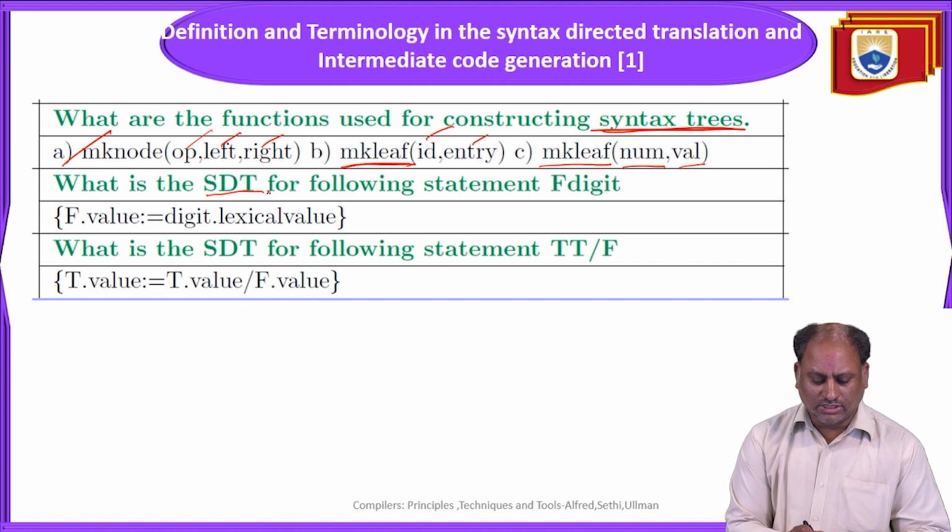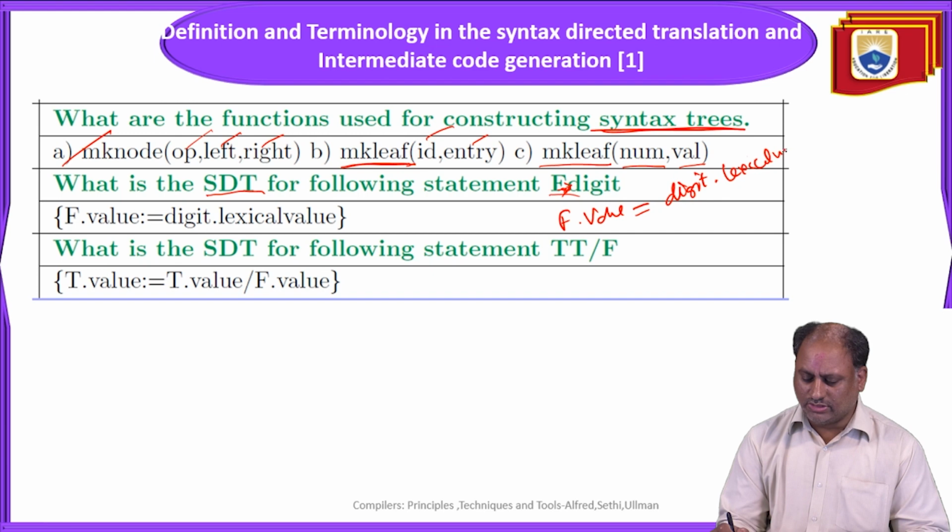What is the syntax directed translation for the following statement? F derives digit. For F derives digit, the left hand side is F dot value equal to the right hand side digit dot numeric, that is the lexical value. What is the lexical value that is to be present?